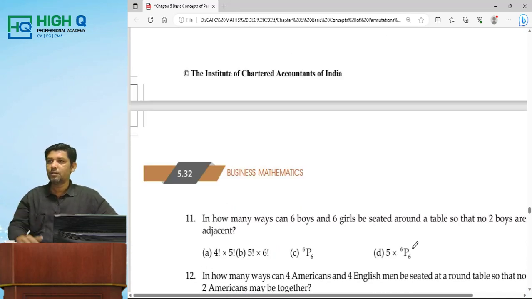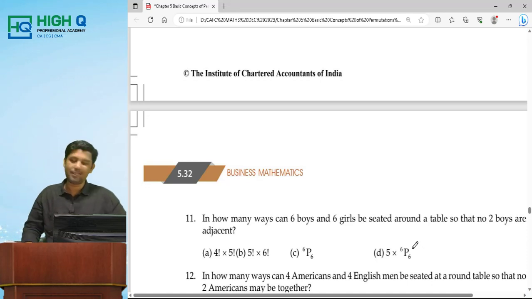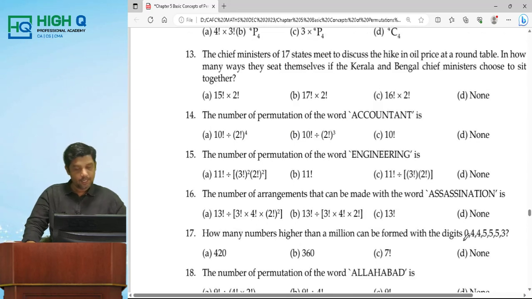Any doubt? It's a headache only. No, divided by 4 factorial and all. That is one method we have available. It is not there in our syllabus. You are right, but let us not complicate it.